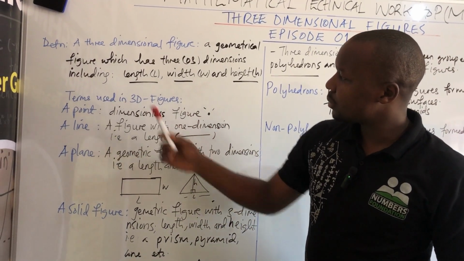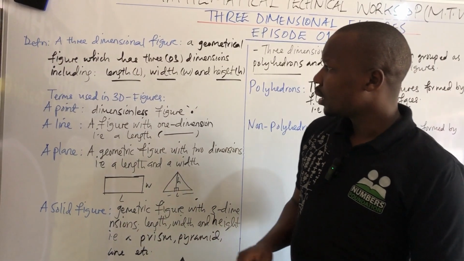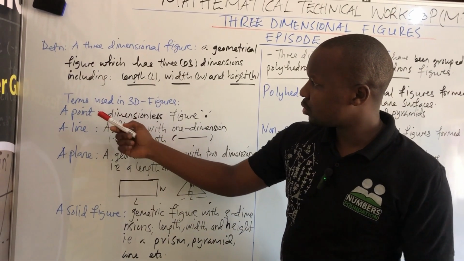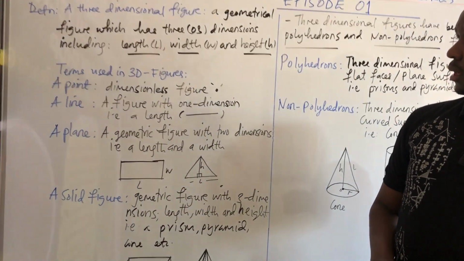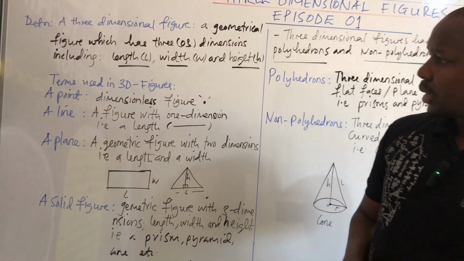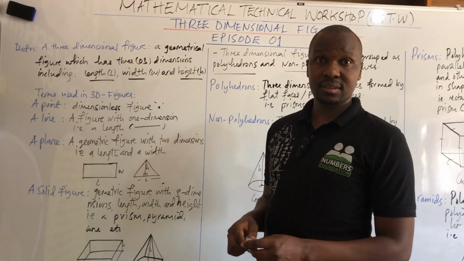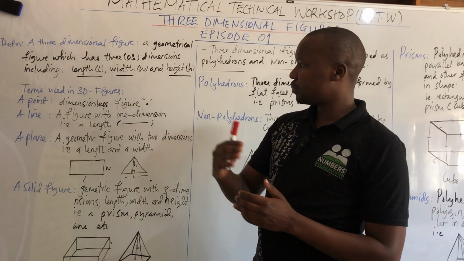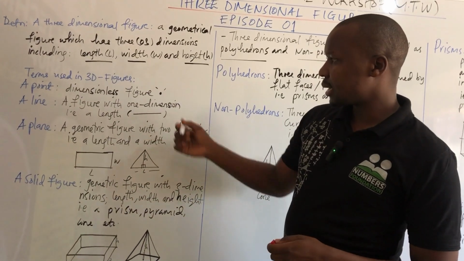And the terms used in three-dimensional figure are as follows. We have terminology number one, a point. A point is a dimensionless figure, as you can observe there. But a line is a figure with one dimension. It's a figure with one dimension from one point to another, as you can see here. This is just a line.